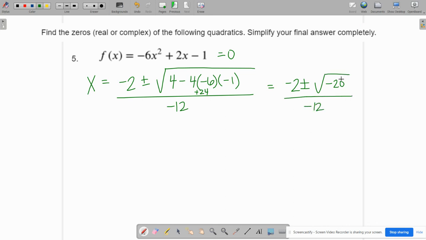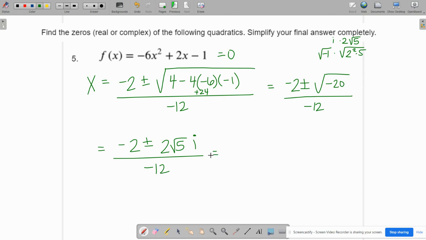Well, we actually already worked with the square root of negative 20. We figured out that this is going to be considered negative 1 times the square root of 20, and we said for the square root of 20, you could have 2 squared times 5 in the prime factorization, which means it's going to be 2 root 5. So you have i times 2 root 5, or 2 root 5i. So this is negative 2 plus or minus 2 root 5i, all over negative 12.